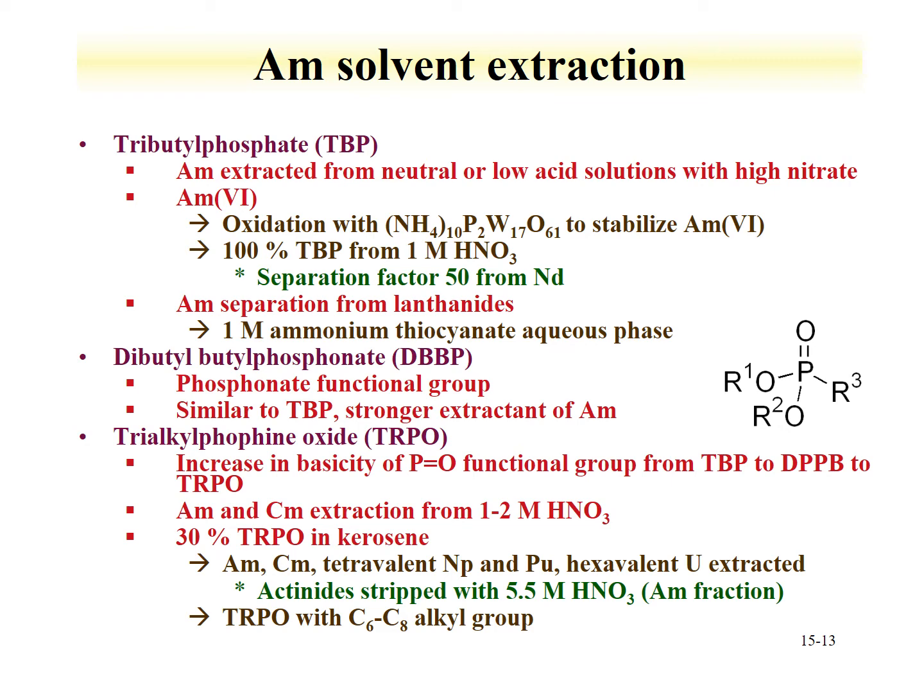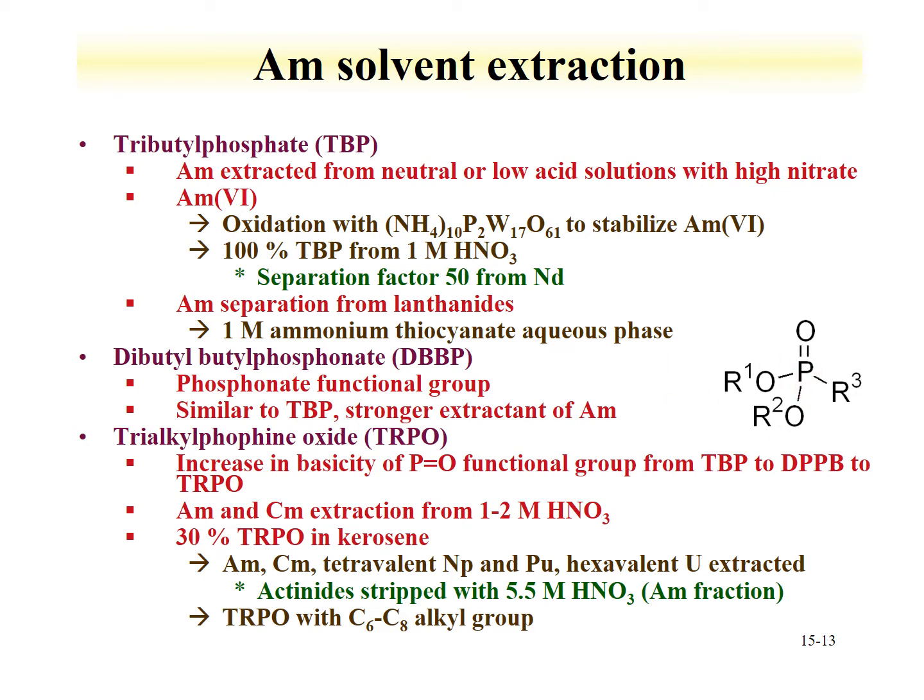There's other separations, dibutyl butyl phosphonate. It's a similar functional group to tributyl phosphate, and it's shown to be a stronger extractant for americium than tributyl phosphate. Trialkyl phosphine oxides, as shown here, increase the basicity of the P double bond O group from tributyl phosphate to the dibutyl butyl phosphonate to this molecule here, so that we can increase the extraction of americium.